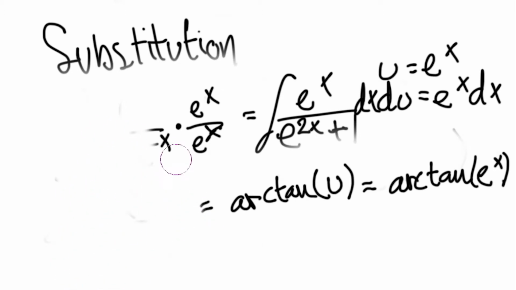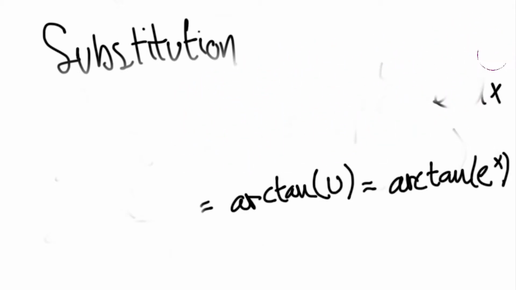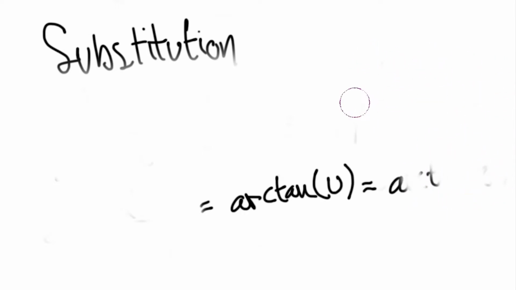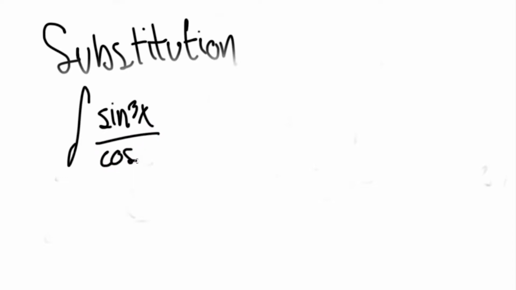And I'm going to do one more example here, just so you know how to do one of these. So let's take another one that looks more like this. Let's go sine cubed x over cosine 5x.